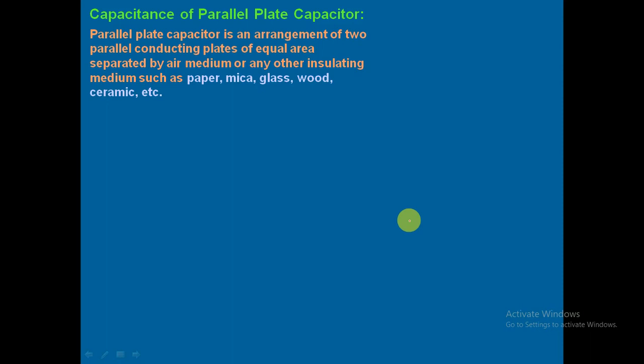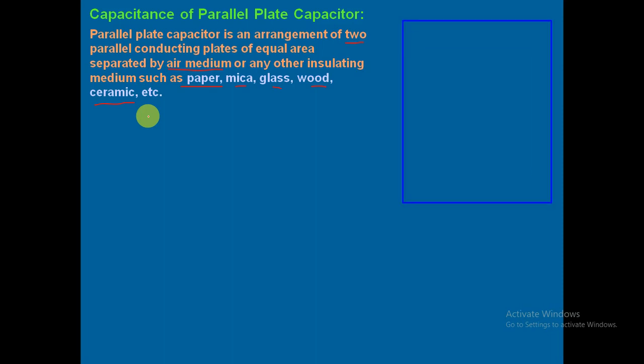A parallel plate capacitor is an arrangement of two parallel conducting plates of equal area separated by air medium or any other insulating medium such as paper, mica, glass, wood, ceramic, etc. First we'll discuss the capacitance of a parallel plate capacitor when the medium between the two plates is air. And then after discussing the different types of dielectrics and insulators, we'll discuss what would happen to the capacitance of the capacitor when these mediums are placed between the two plates.